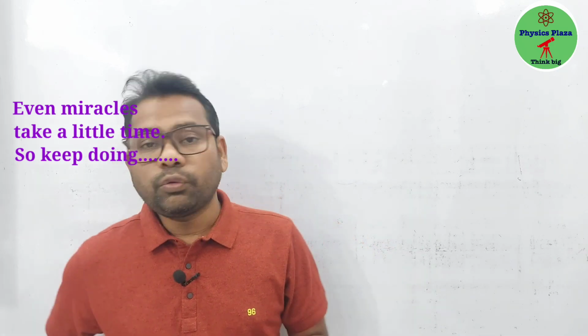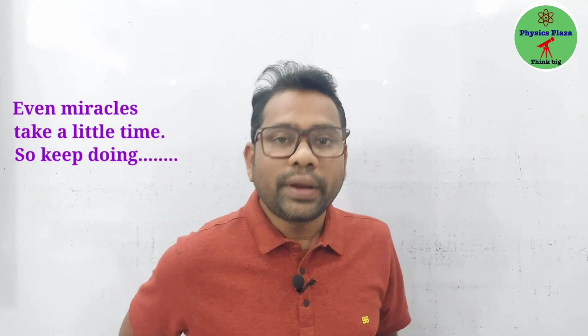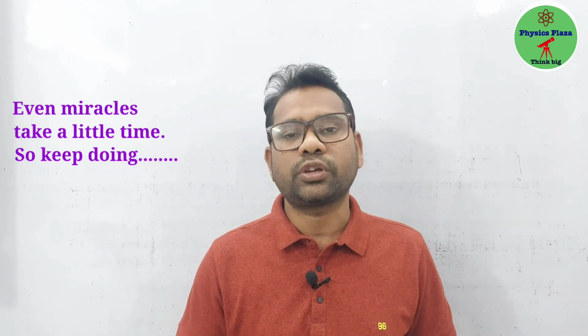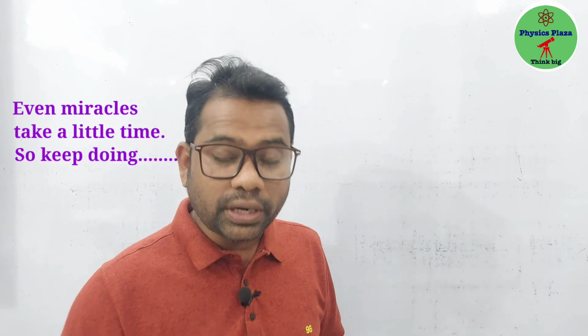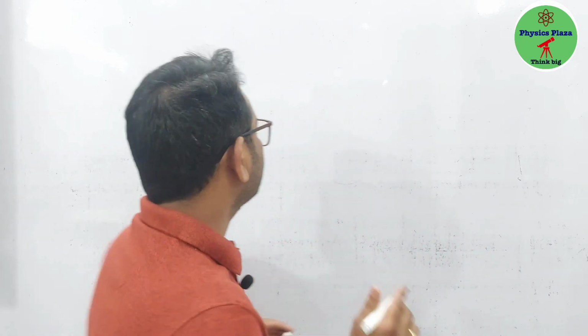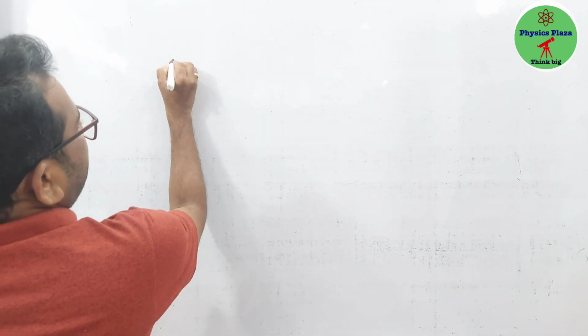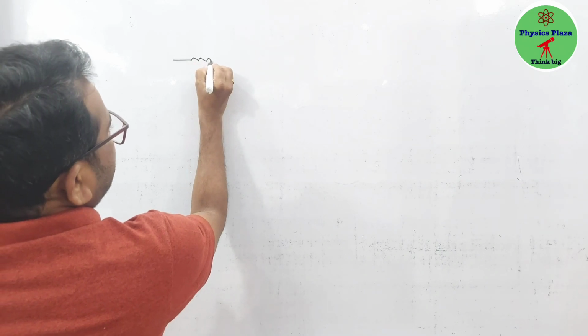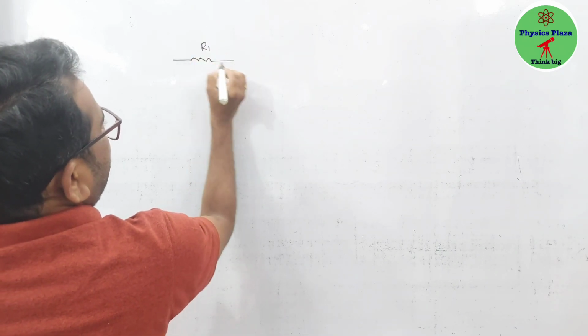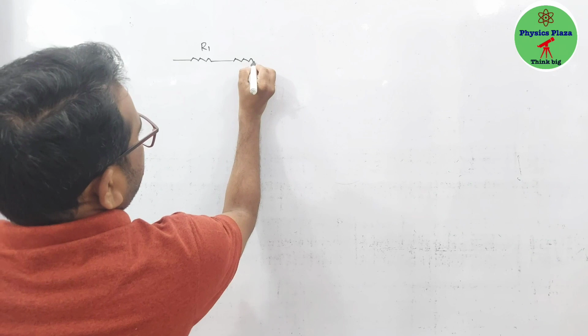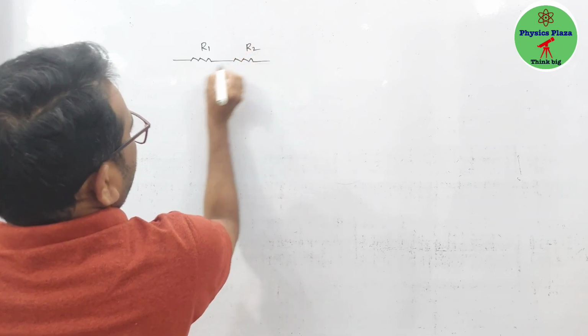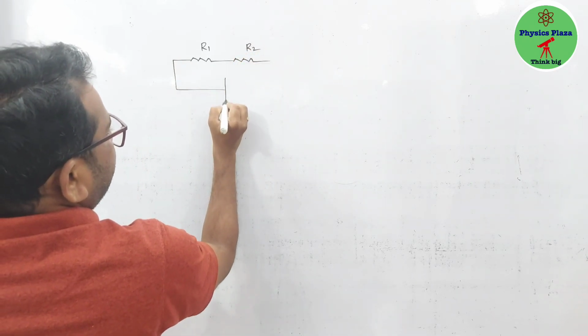Children, before starting today's numericals from 21 to 31, almost 10 numericals which we are going to solve, let us recall one important point. Very important, one important formula. Suppose here are two resistors, let us say resistor 1 whose value is R1 and one more resistor whose value is R2. Both are connected in series.